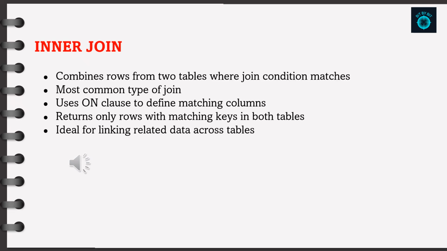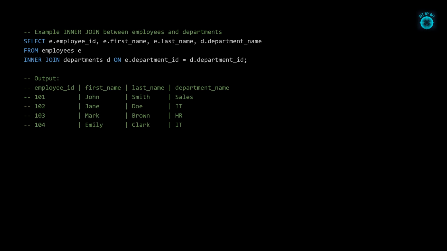In this example, we select 4 columns: the employee ID, first name, last name, and department name. The query starts with FROM employees E, which sets E as a short alias for the employees table. We then use INNER JOIN departments D to join the departments table, giving it the alias D. The ON clause specifies that the join should match rows where E.DepartmentID equals D.DepartmentID. Because this is an inner join, only employees whose department ID matches a department in the departments table are returned.